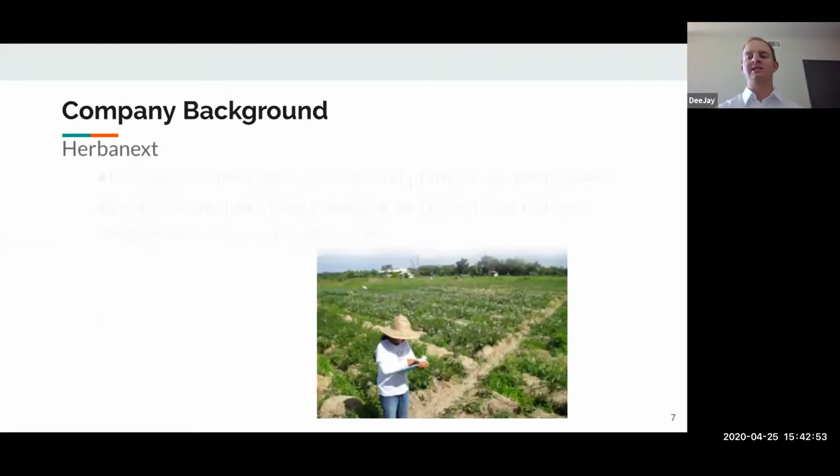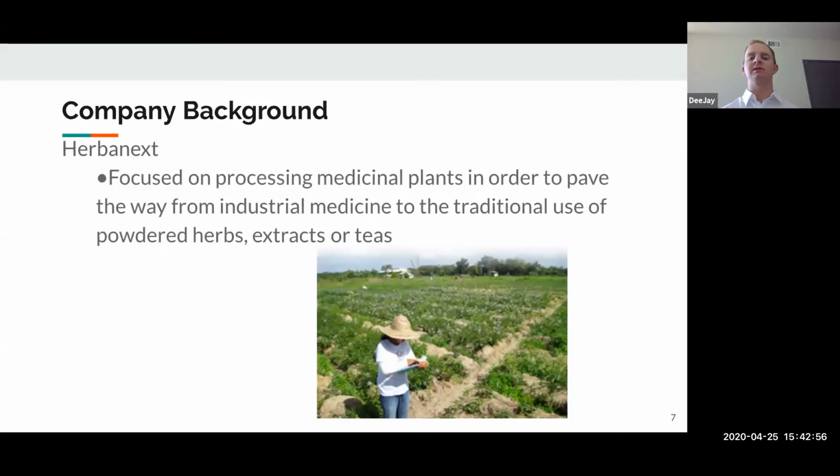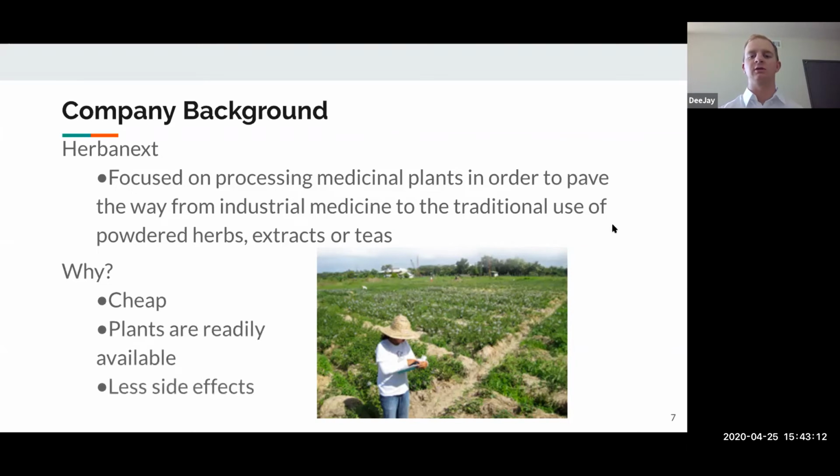A little bit about UrbanX Labs. They are a company based in the Philippines that focuses on processing medicinal plants in order to move from industrial medicine, which we have kind of here out west, to more traditionally used powder herbs and extracts and teas and things. I guess some reasons that they would want to do this include it's very inexpensive and widely available, considering they can grow it themselves in their own country, with no middleman to worry about going from planting and growing to harvesting and decontaminating. There's far less side effects from these natural plants.